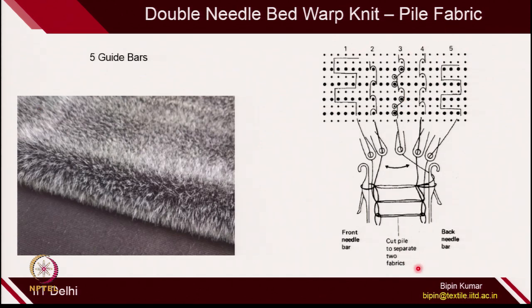So, once the fabric is formed, you can simply cut the fabric at this position and you will get floating yarns on the surface, and it will have a pile structure.